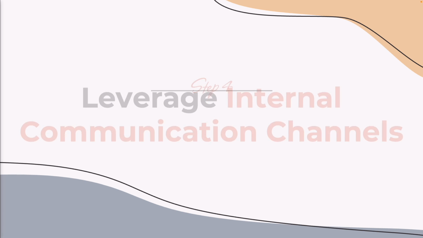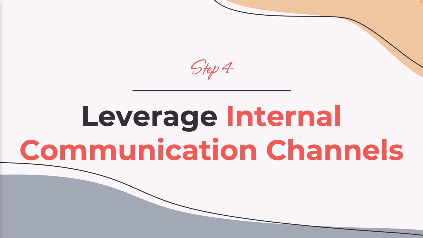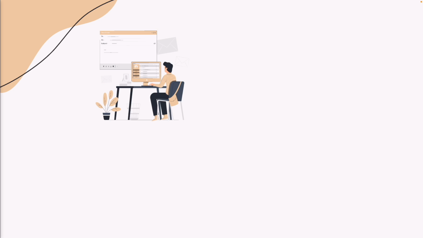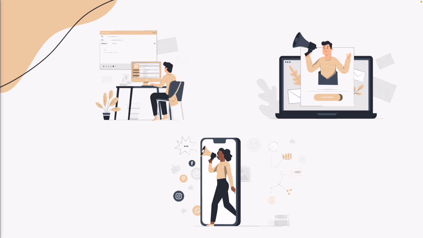choice. Step number 4 is to leverage internal communication channels to promote your L&D program. This can include company-wide emails, intranet posts, and even word of mouth. By enlisting the help of your colleagues and managers, you can increase awareness and participation in your programs.